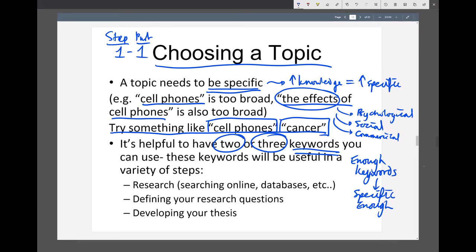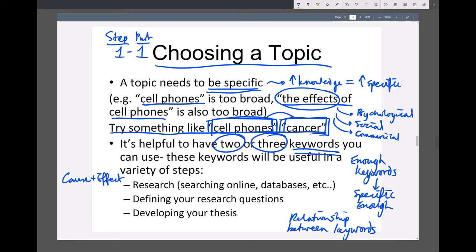So here, for example, instead of just saying cell phones, or talking about cell phones, you can talk about cell phones and cancer. So when you have 2 keywords, you can start to look at the relationship between keywords. Because with 2 keywords, you can have cause and effect.